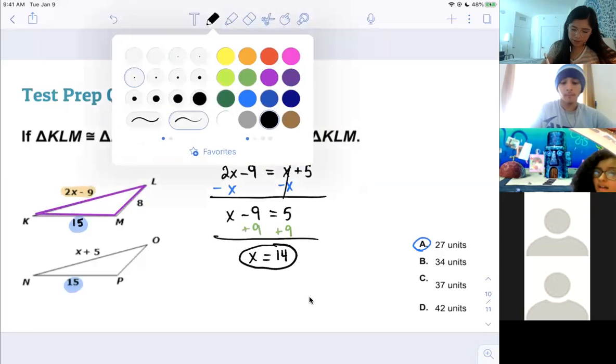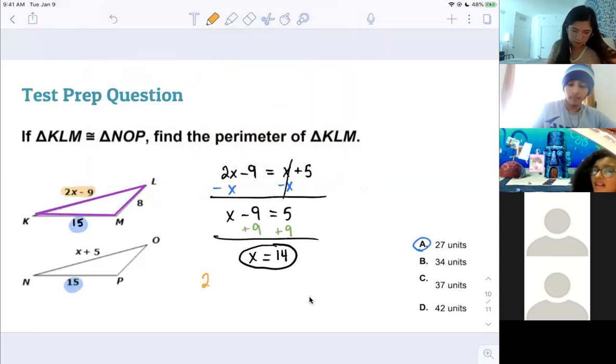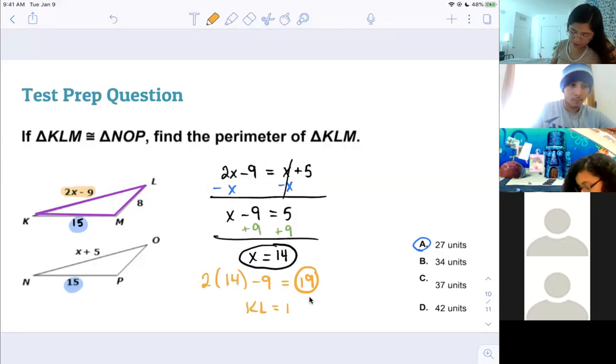So 2x minus 9, oops, 2 times 14 minus 9, what does that give me? I want to do it. Nobody take my answer, please. 19. Do we agree? Yes. 19, exactly. Okay. So I know that KL measures 19 units.